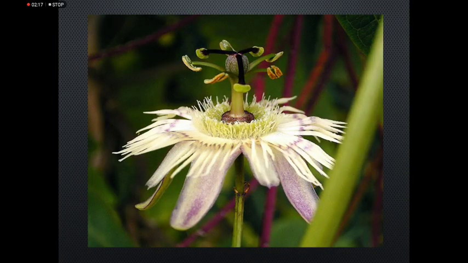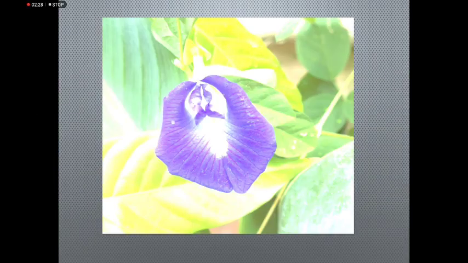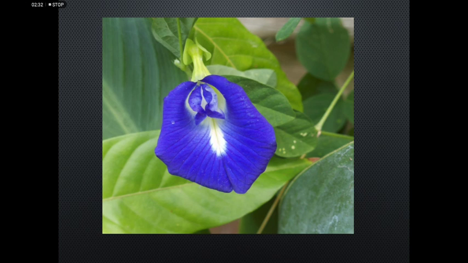Here, this picture represents a chasmogamous flower. Here you can see the anther and stigma, which are exposed, while in this picture you can't see the anther and stigma because they are covered by the corolla itself. So they are cleistogamous, non-exposing flowers. In this kind of flower, autogamy takes place because only self-pollination can take place.